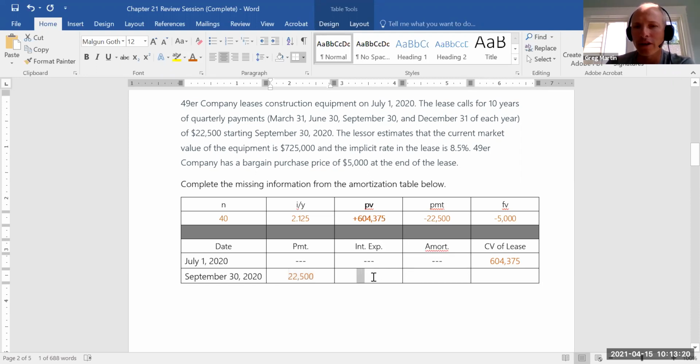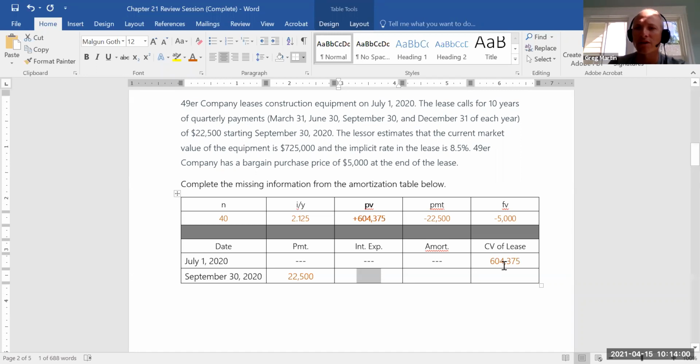Now, rather than give me the number for the interest expense, I would like you to put in how we calculate the interest expense. So how do we calculate the interest expense for this September 30th, 2020 row? Yep, implicit rate times the carrying value. Yeah, so we use that implicit rate, the 2.125%, and we multiply it by the carrying value. Now, I want to be clear, though, it's the previous carrying value. So we're applying it to the previous carrying value.